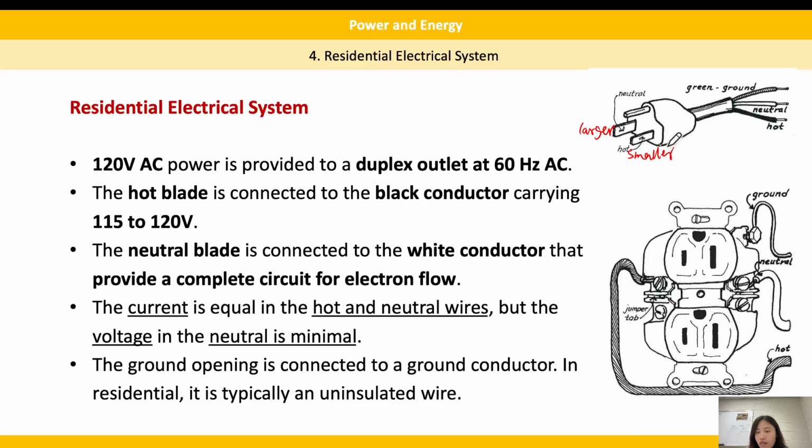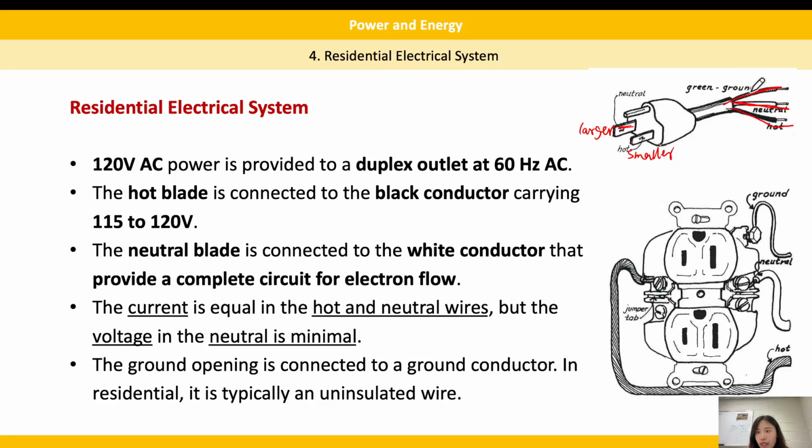So we can say the plug-in, the larger one and the smaller one. This one is hot, and this one is the hot line. The neutral blade is connected to a white conductor that provides a complete circuit for electron flow. So this one is neutral. This is the neutral line.